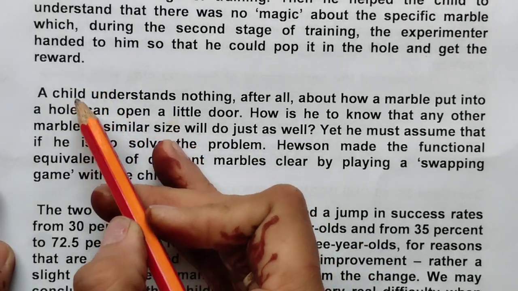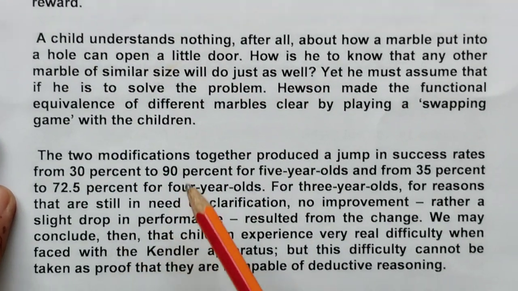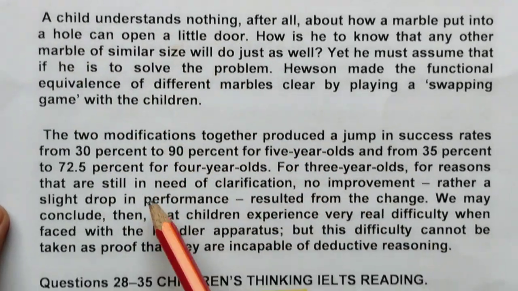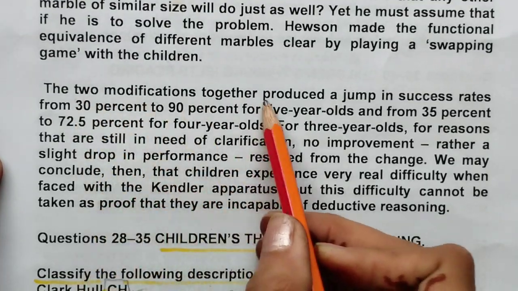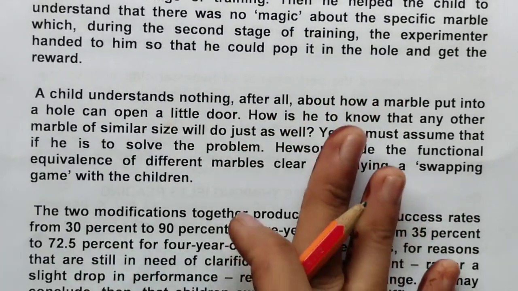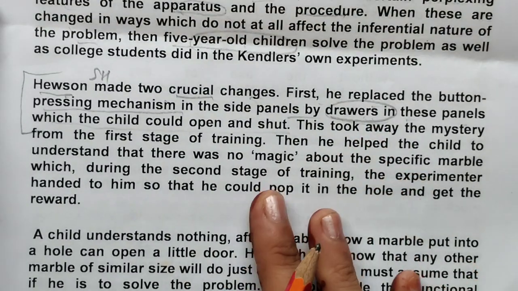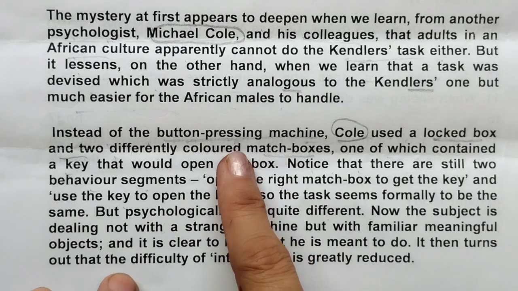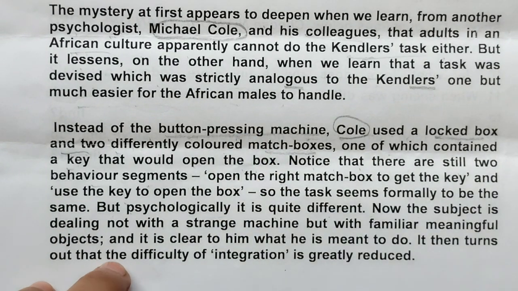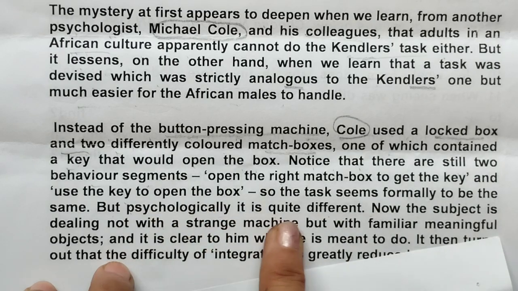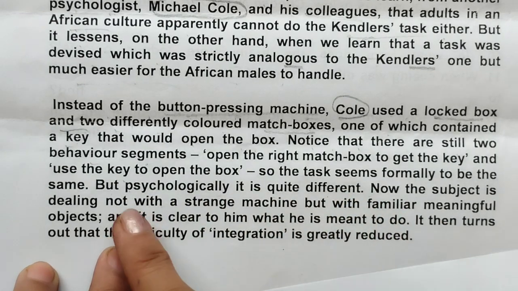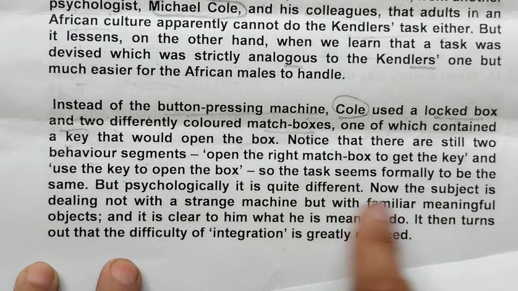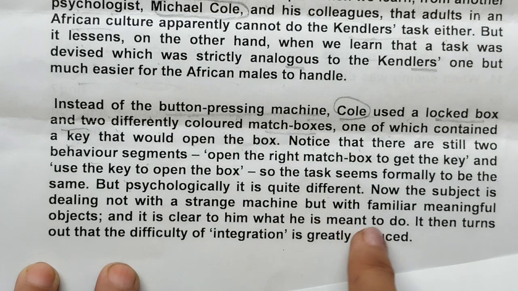Okay, so next paragraph, only these two paragraphs are left. It means we have to go to the previous paragraphs again. Let's find the person name. No, here no person name. In the two modifications here also, no person names are there. It means we need to go to the previous page. So here I have found the experiment, same experiment they are talking about, I think, and here it is given: psychologically it is quite different. Now the subject is dealing not with a strange machine but with a familiar meaningful object. It is clear to him what it means.